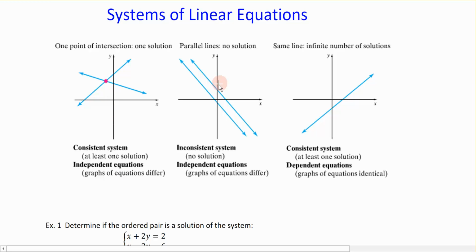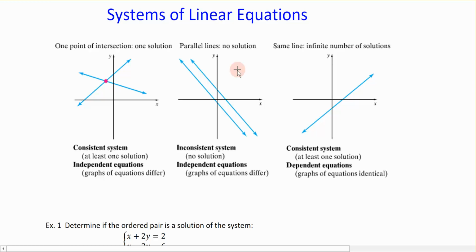Another type of solution you can encounter is no solution. Now, anytime I have no solution, you're basically talking about parallel lines. And that kind of makes sense because by definition, parallel lines are two lines or any set of lines that never intersect. And if a solution for systems has to deal with intersecting lines and parallel lines never intersect, then there is no solution. This is called an inconsistent system. In other words, there is no solution. But we do have two independent equations, meaning we have two separate lines.